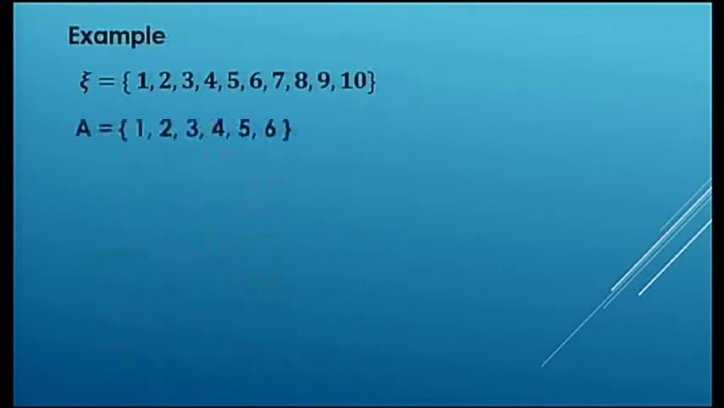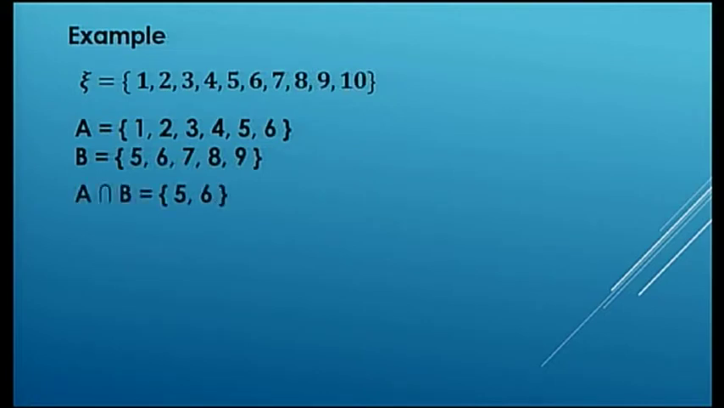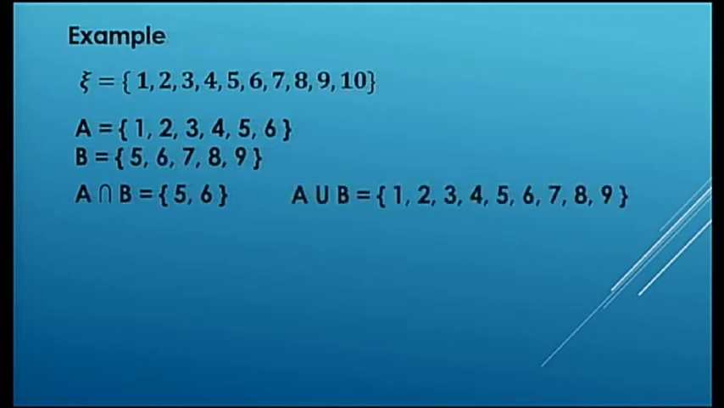Now look at this example where we have the universal set, set A, and set B. If I want to list the elements in A intersection B, I will have 5 and 6. A union B, I'm going to take all the elements from A and from B, remembering that we need not write one element more than once. That is, we must take all the elements from A and B without repeating any element.